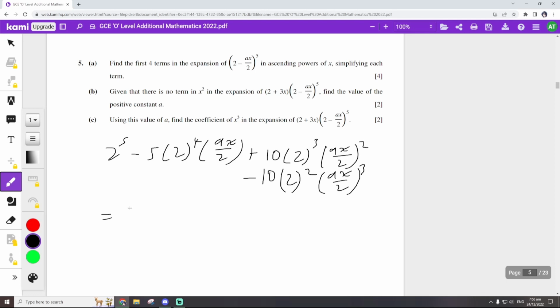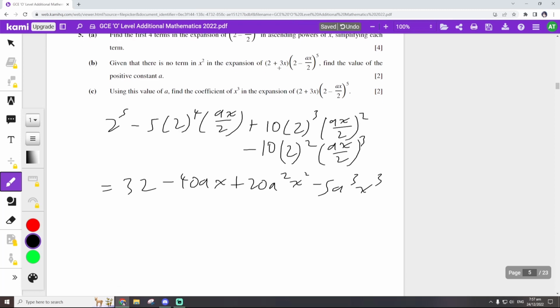So you get 32. And then this is 5 times 8, which is minus 40ax, plus 20a squared x squared, then minus, you divide by 2 now, so you get 5a cubed x cubed. Okay, so those are the first four terms. Given that there is no term in x squared in this expansion, find the positive constant a.